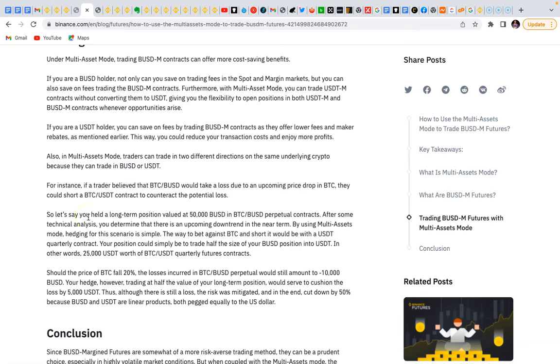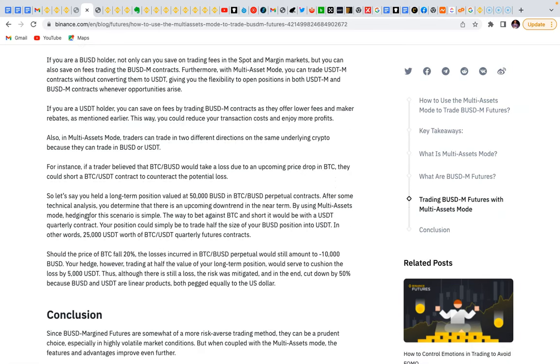By using multi-asset mode, hedging for this scenario is very simple. Like I said earlier, it gives you that advantage of hedging your funds. The way to bet against BTC and short it would be with a USDT quarterly contract. Your position could simply be to trade half the size of your BUSD position into USDT. In other words, 25,000 USDT worth of BTC quarterly futures. So should the price of BTC fall 20%, the loss incurred in BTC BUSD would still amount to 10,000 BUSD.